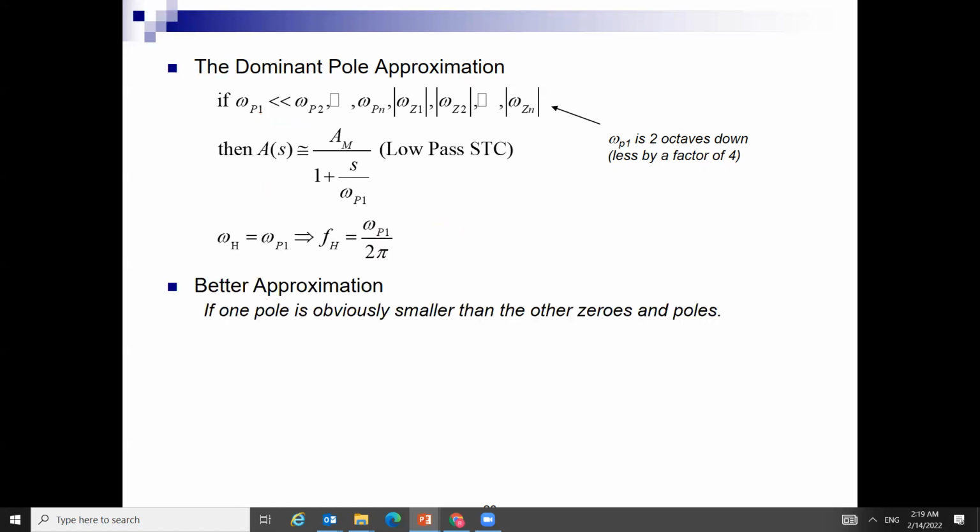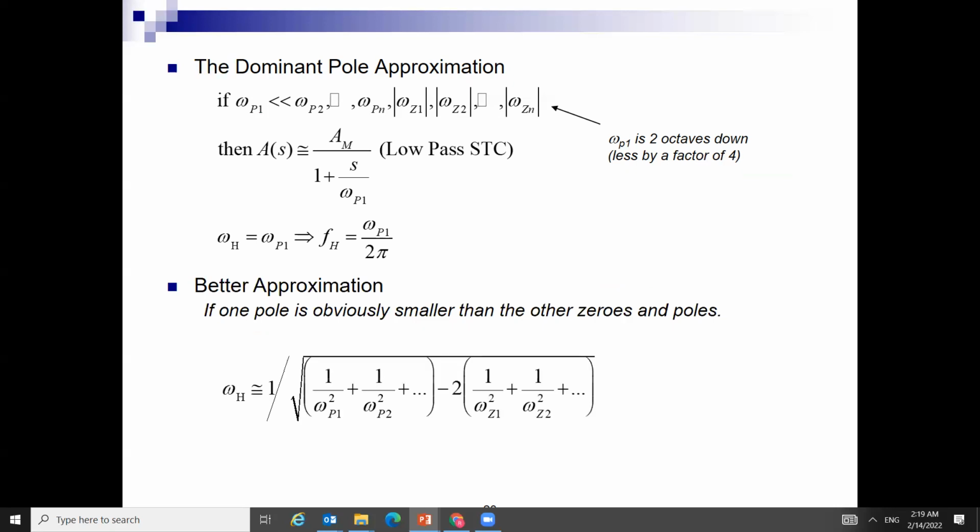Now we have another method, which is the better approximation. It is derived from the mathematical expression of the magnitude of a certain transfer function. And we can apply this method if one pole is obviously smaller than the other zeros and poles. يعني هون مش بالضرورة تكون 4 times smaller, ممكن تكون 2 times smaller. Okay, but it has to be obviously smaller, not very close.